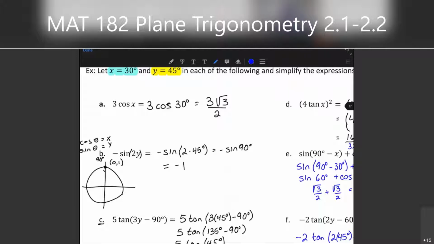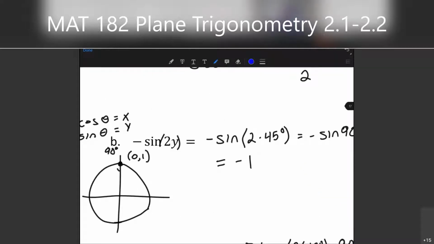Yeah, so this is kind of, I guess, a preview to what we're going to be talking about in chapter 3. So the unit circle would tell us that the sine of 90 is going to be 1 based on the position it's in on our unit circle, or just the coordinate plane.